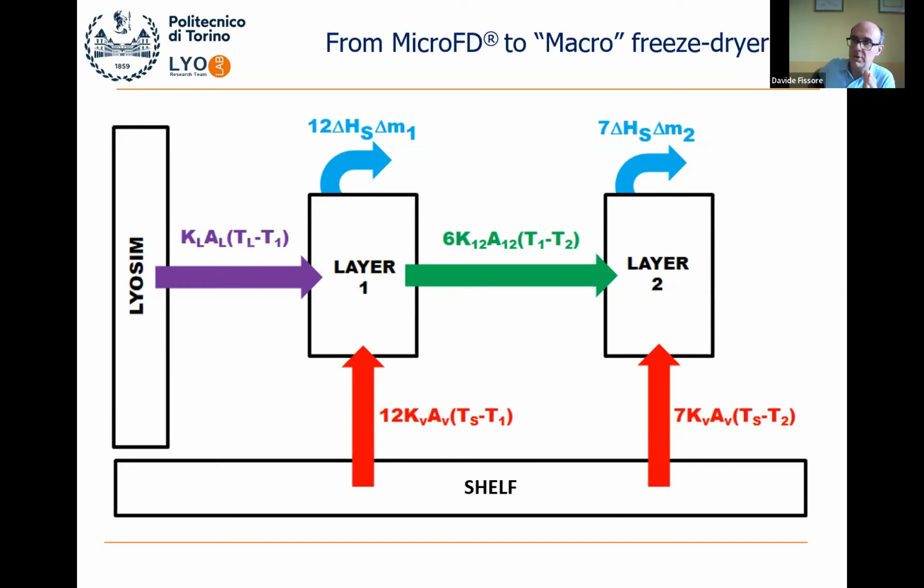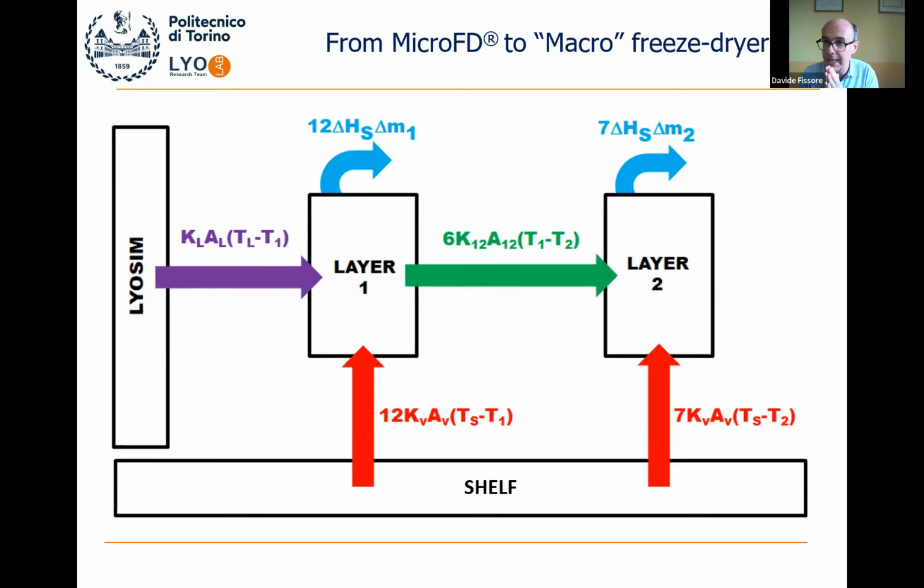If we focus on layer 1, the vials of layer 1 receive heat from the shelf, exchange heat with layer 2 and with the lyocene, and lose heat due to sublimation. Here you add 7 and 12 because there are 7 vials in layer 2 and 12 vials in layer 1. So what is occurring in one vial has to be multiplied by 7 or by 12 to account for this.